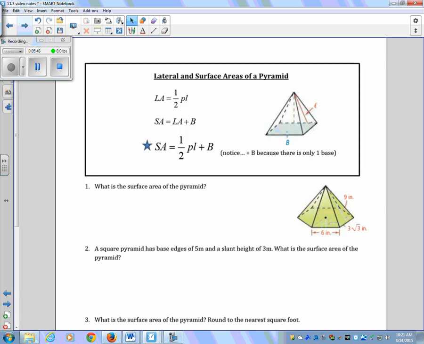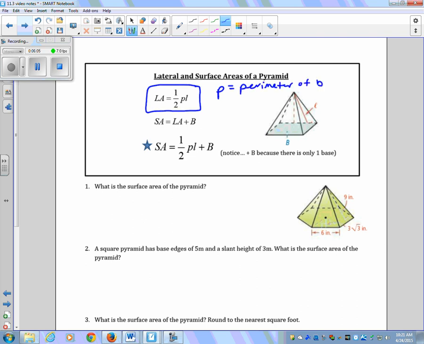Now, the formulas for finding the lateral and surface areas of a pyramid. Lateral area is 1/2 P l, where P is the perimeter of the base, and l is the slant height, lowercase script l.